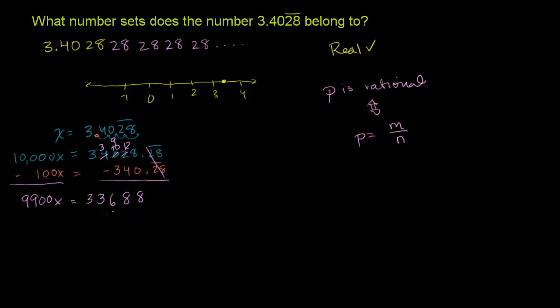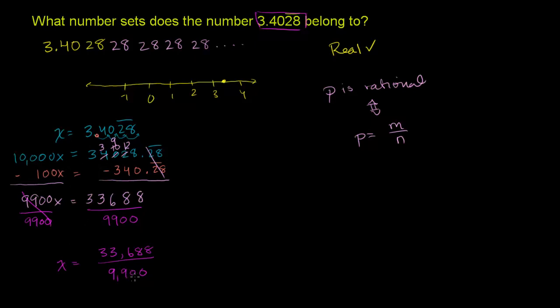Now, if we want to solve for x, we just divide both sides by 9,900. Divide the left by 9,900, divide the right by 9,900. And then what are we left with? We're left with x is equal to 33,688 over 9,900. Now, what's the big deal about this? Well, x was this number that we started off with, this number that just kept on repeating. By doing a little bit of algebraic manipulation and subtracting one multiple of it from another, we're able to express that same exact x as a fraction.